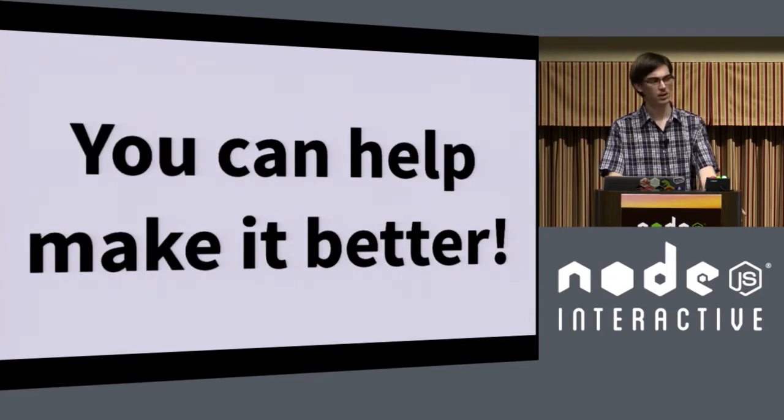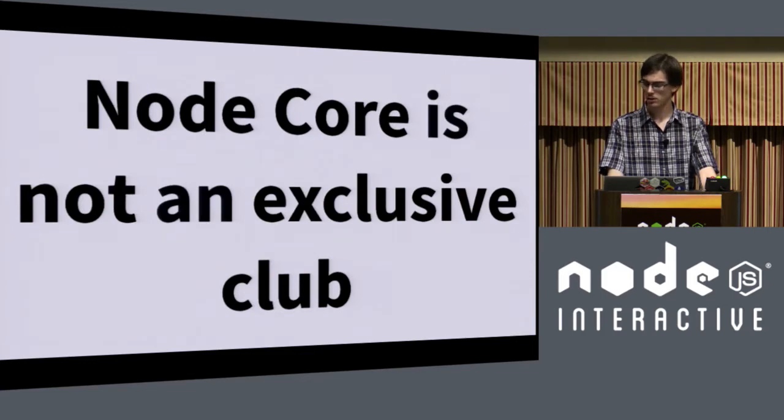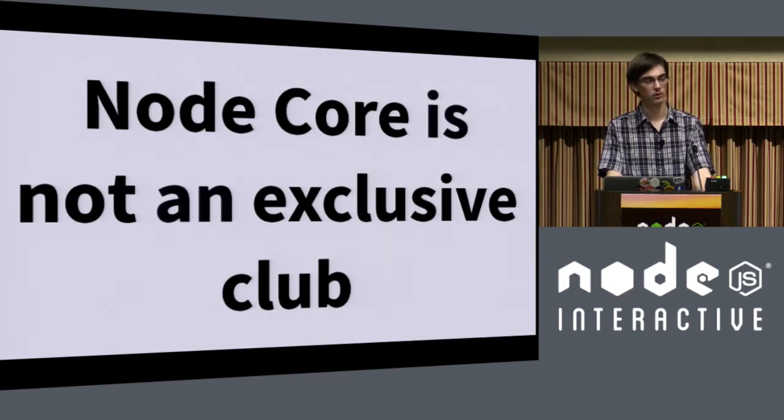And this is an actual thing you can do. You can help make it better. Node Core is not an exclusive club. We have 52 collaborators in total on Core itself, and those span many countries and many languages. Since Node version 4 launched 2 months ago, we've had 142 unique author commits. And we recently onboarded 3 women collaborators, because we have to start somewhere.